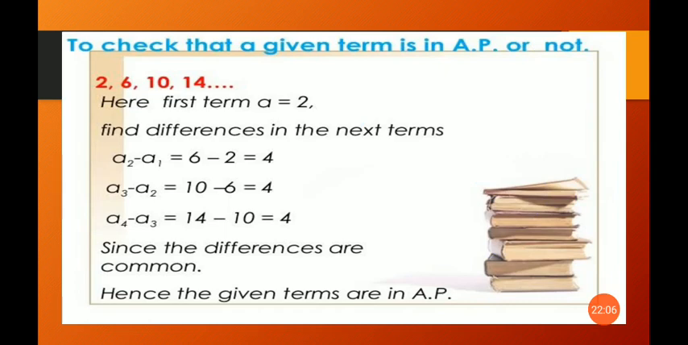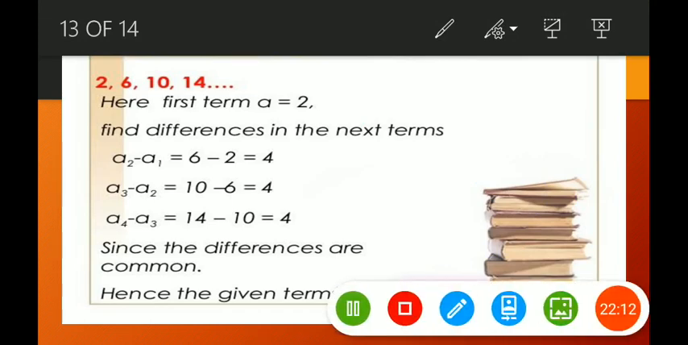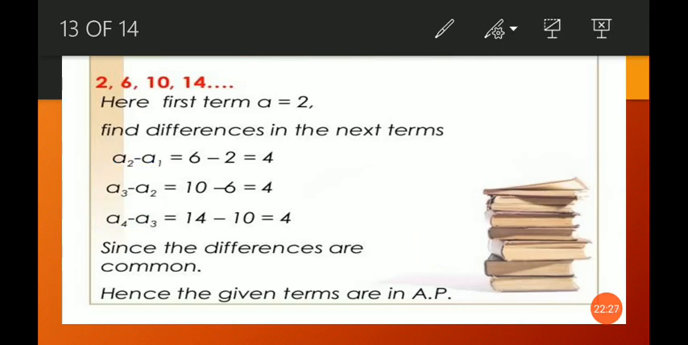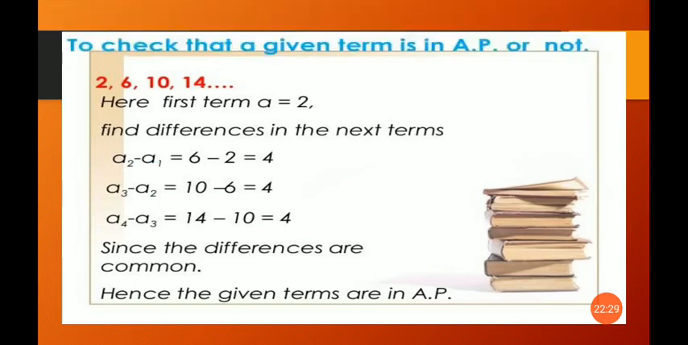For checking that a list is not an AP, you have to do the same thing. First you find a2 minus a1, then a3 minus a2, then a4 minus a3, and if all come the same, then it is an AP. If they do not all come the same, then it is not an AP. Understood? I hope I am clear to all of you.